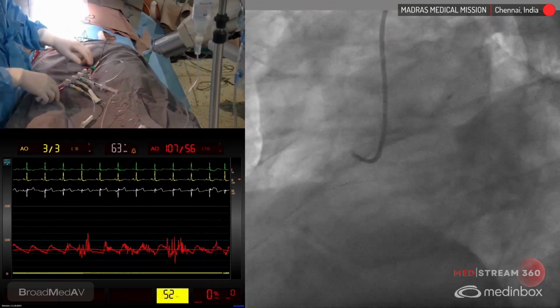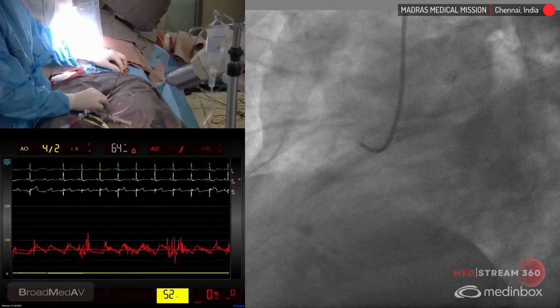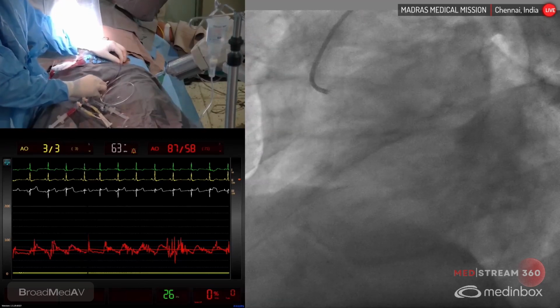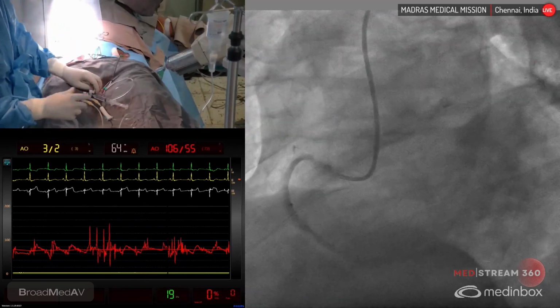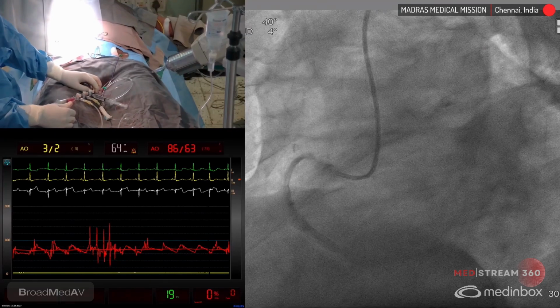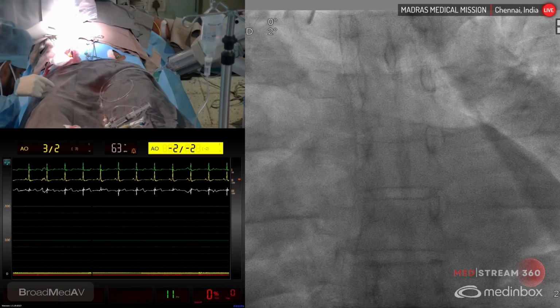No, we would like to stage it. We would first go ahead with the endovascular procedure since we are all prepared for it. Since it's chronic coronary syndrome, the patient does not have any symptom, we can deal with it at another sitting later on.